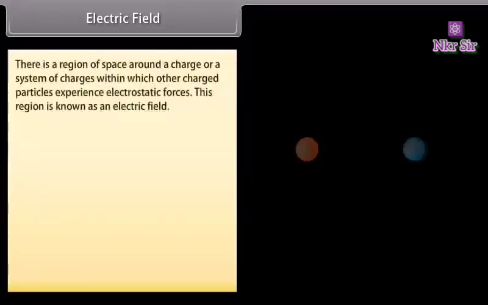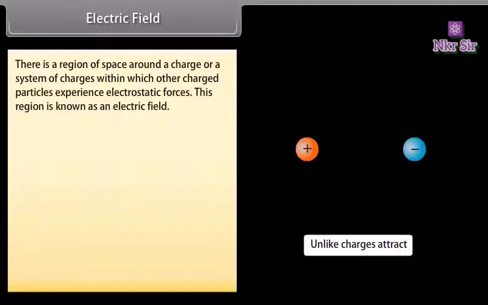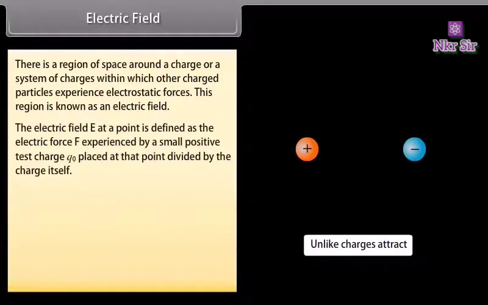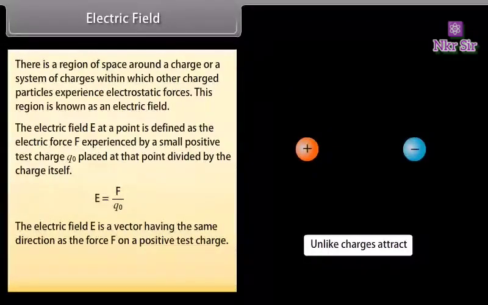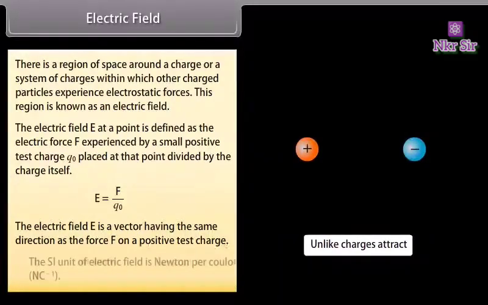Electric field. There is a region of space around a charge or a system of charges within which other charged particles experience electrostatic forces. This region is known as an electric field. The electric field E at a point is defined as the electric force F experienced by a small positive test charge Q naught placed at that point divided by the charge itself, E is equal to F upon Q naught. The electric field E is a vector having the same direction as the force F on a positive test charge. The SI unit of electric field is Newton per Coulomb.